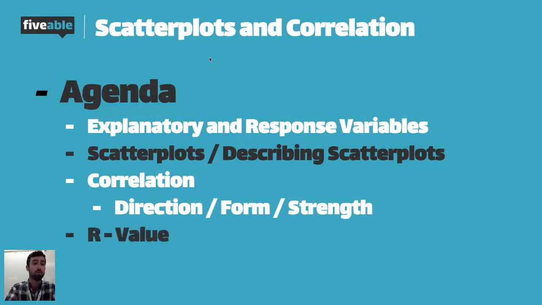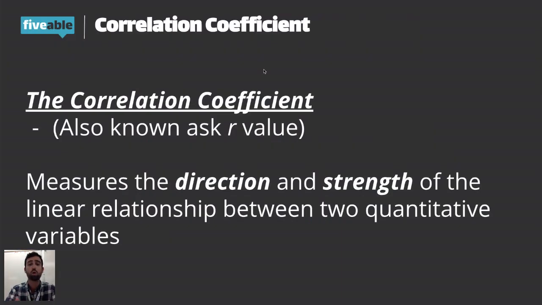And now R value. So R value is something brand new where we can actually measure correlation. So we can measure how strongly something is correlated to another thing. And we're going to dive into that now. That's usually called the correlation coefficient, also known as the R value. Your calculators are going to tell you that, and this is going to save you a lot of time. So we're going to get into the calculator in a minute. But essentially what the correlation coefficient does is it measures the direction and the strength of the linear relationship between two quantitative variables.